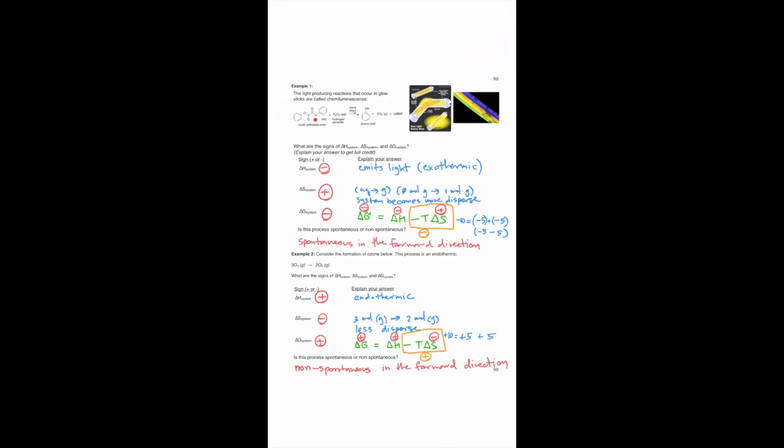Because example 1 is spontaneous in the forward direction, and because delta G is negative, this is an example of an exergonic reaction. And for example 2, because delta G is positive and the reaction is non-spontaneous, this is an example of an endergonic reaction.